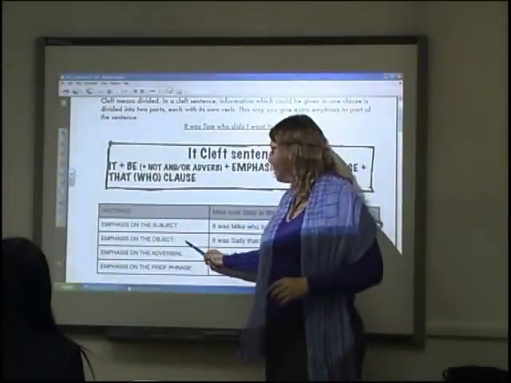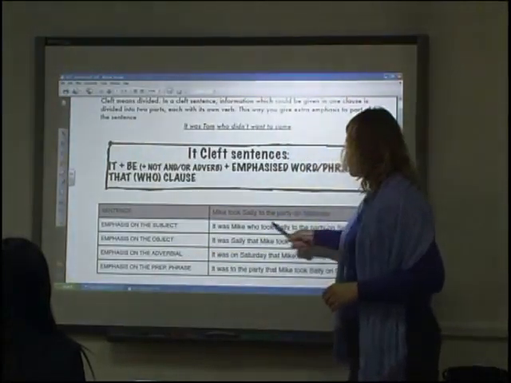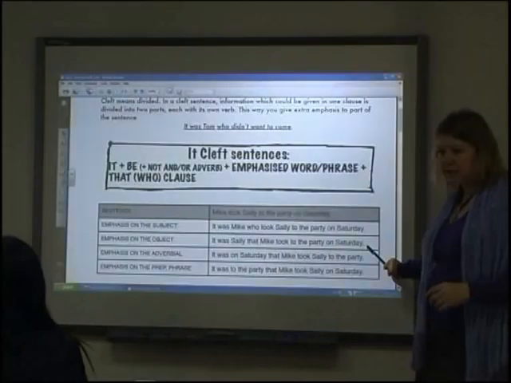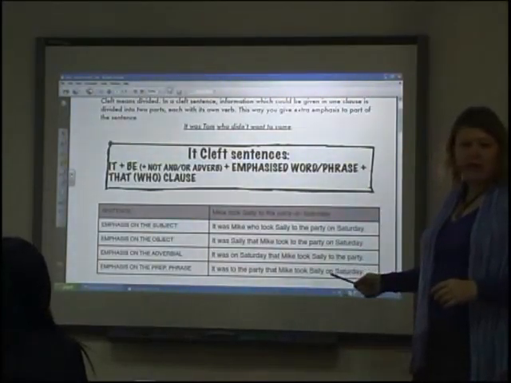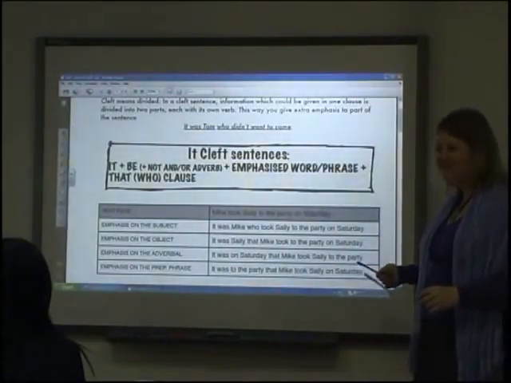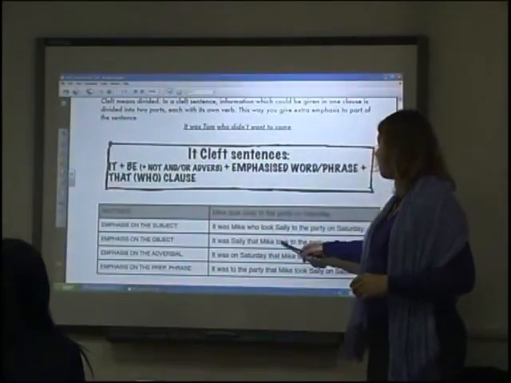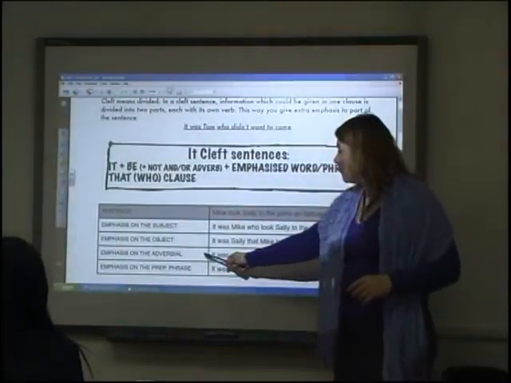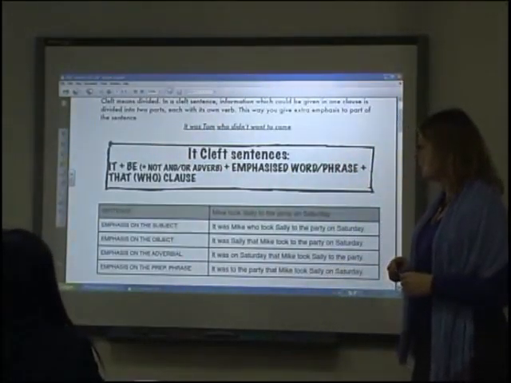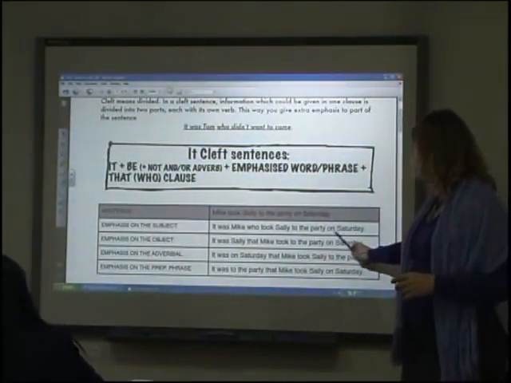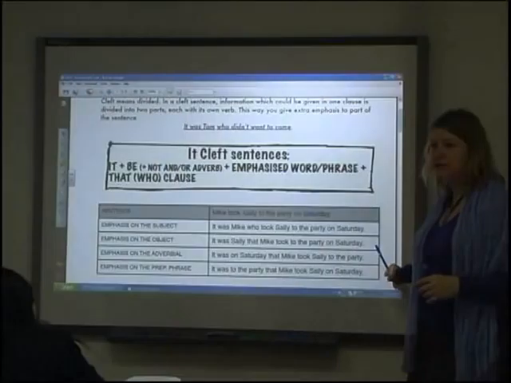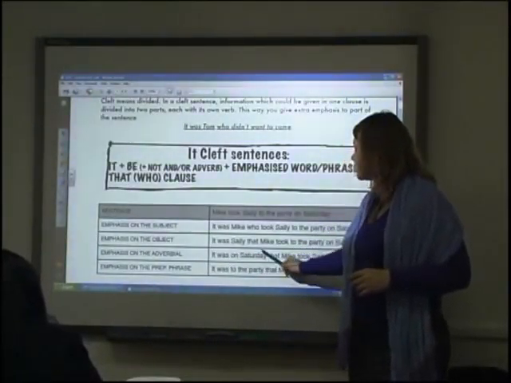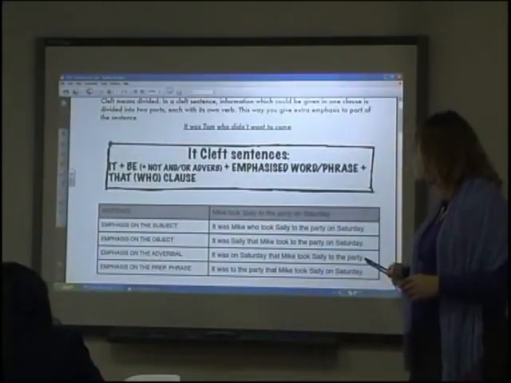Now, if you want to emphasize the object, it was Sally that Mike took to the party on Saturday, right? Not Diana, not Kate, not Anna. It was Sally that Mike took to the party on Saturday. Write it down as well. Emphasis on the adverbial. So then, what's important is when. So the sentence starts with, it was on Saturday that Mike took Sally to the party.